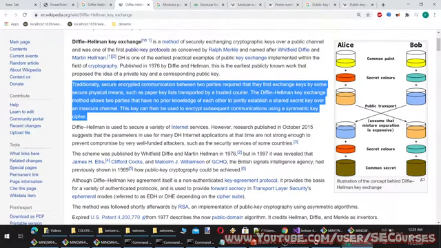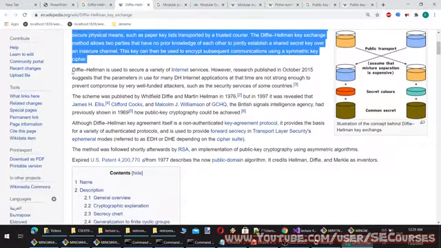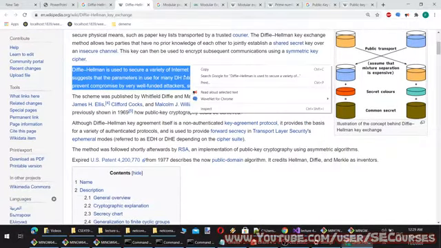Okay, so the idea here is basically exchanging public keys without knowing each other priorly, then establishing a shared secret key over an insecure channel, and then encrypting the subsequent data exchange. So how is it done? Let's continue.